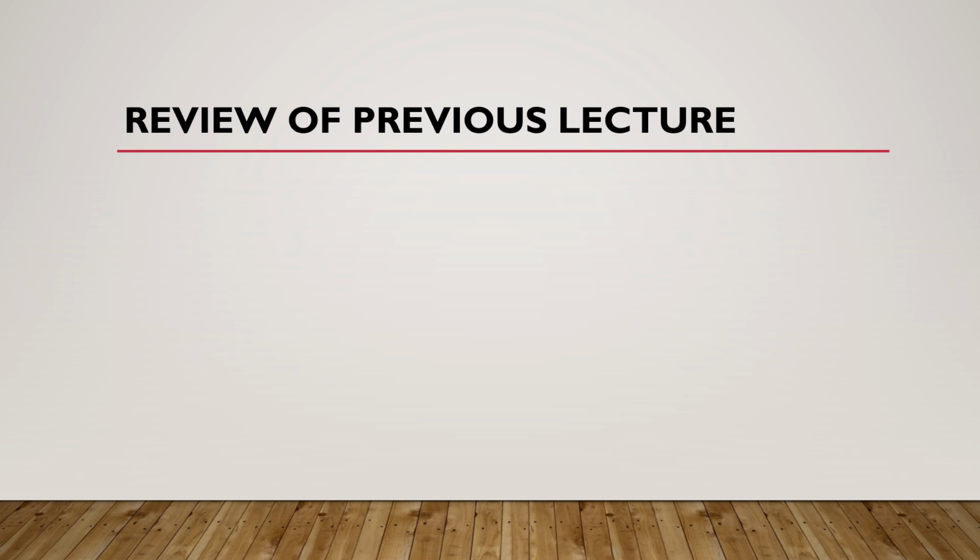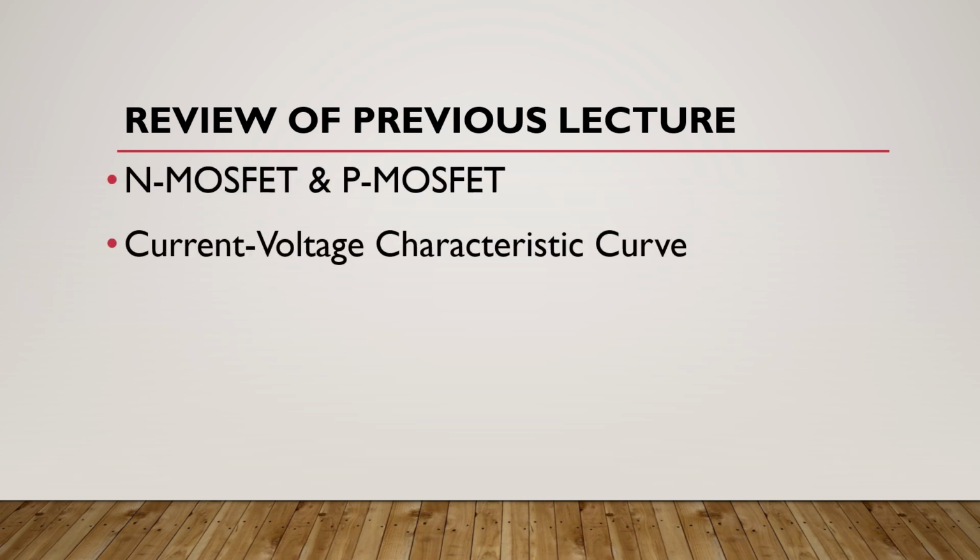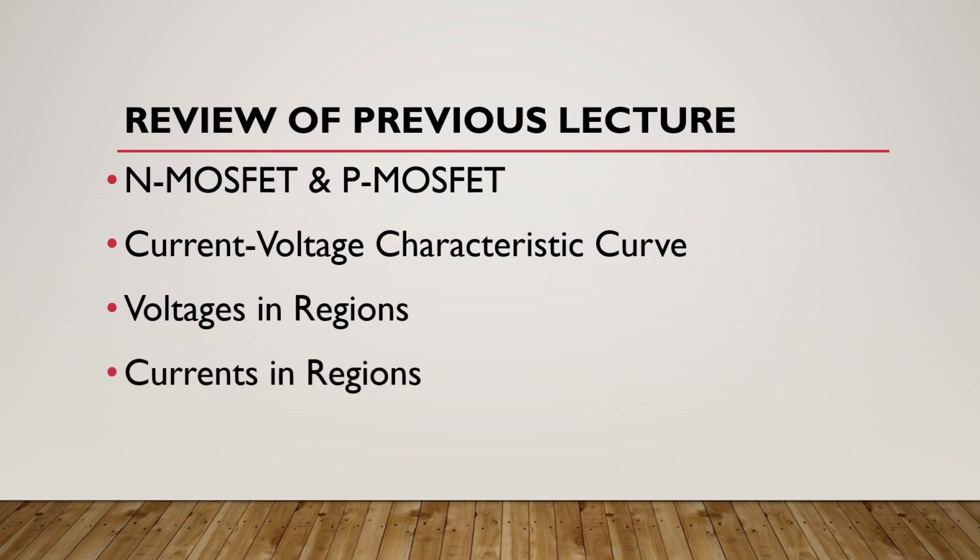First, we will have a quick review of our previous lecture. In your last lecture, you studied about N-type and P-type MOSFETs. You also understood the current-voltage characteristic curve of MOSFETs. You studied that there are three regions of operation in MOSFETs. The first region is the cutoff region, the second is the saturation region, and the third is the triode region. In your previous lecture, you also understood voltages in all these three regions, and you also studied about currents in all these three regions of operation.